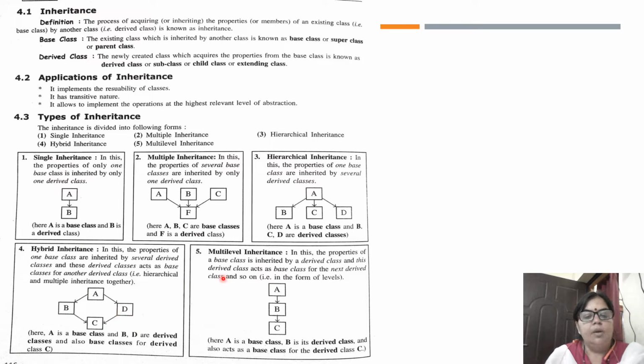Now next is multi-level inheritance. In this, the properties of a base class are inherited by a derived class, and this derived class acts as a base class for the next derived class. Here A is the base class for B and B is the base class for C. So these are the five types of inheritance.